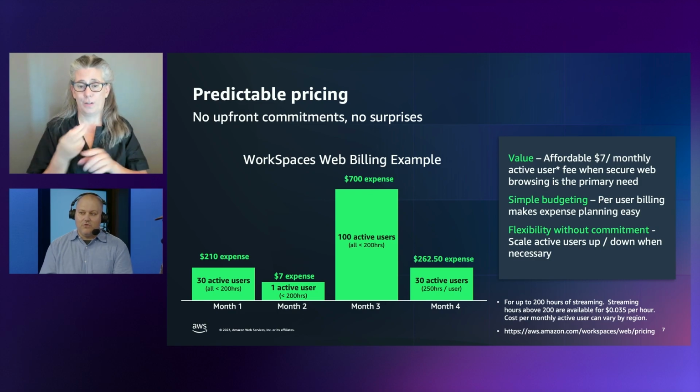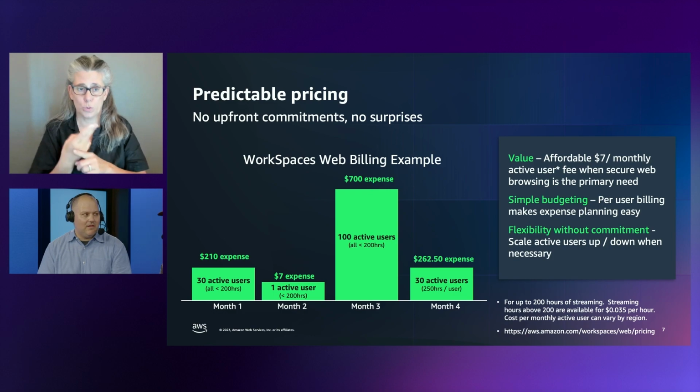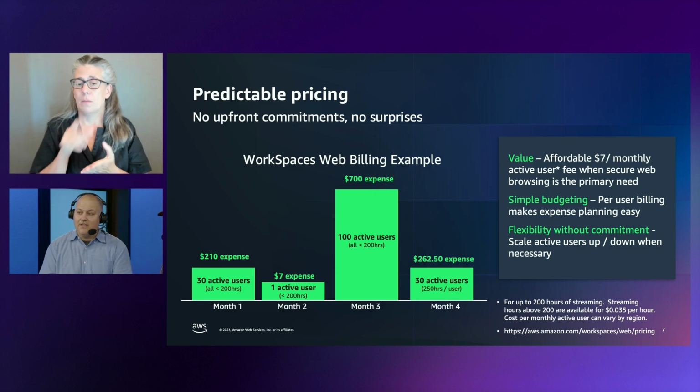So you can see here, it's really only charging you for what you use. There's no commitments, there's no seats or agreements or contracts. And then if you scale up in the next month, you'll only be charged for what you use, and then obviously the following month be charged from there. So our prices do vary by region, but in our US East 1 and US West 2, it's $7 a monthly active user for up to 200 hours, and then for each additional hour, the charge is 3.5 cents.